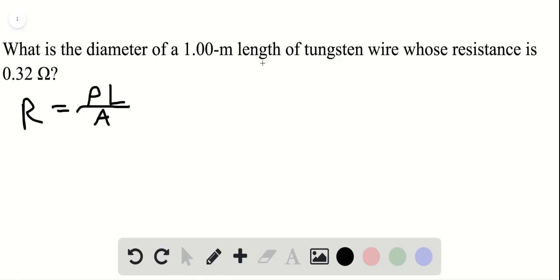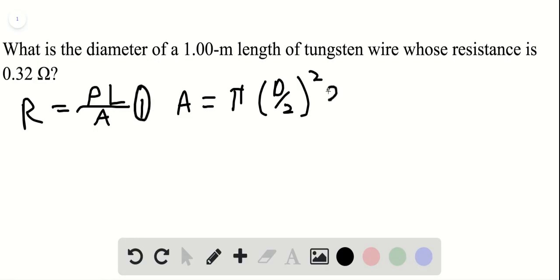Our second equation here that we need is the ratio between an area and diameter of a circle, and that is area is equal to pi times diameter divided by 2 squared, so pi r squared basically. And we're going to call this equation 1, and we are going to call this equation 2.